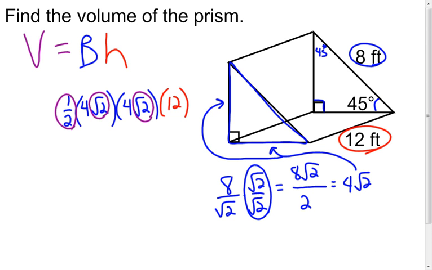When I do this, I find out that the volume is 192, and then I look at my label, it was feet, so cubic feet. So I would be able to find 192 1 foot by 1 foot by 1 foot cubes inside of that prism.